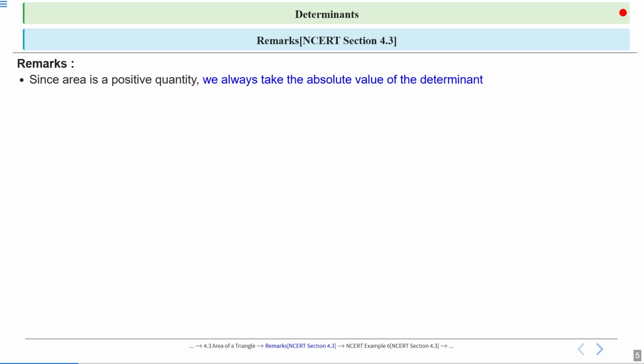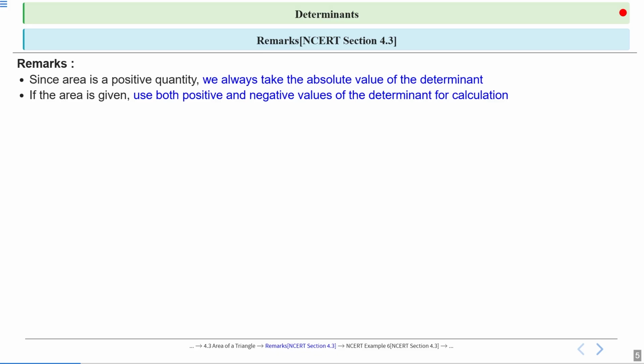Since area is a positive quantity, we always take the absolute value of the determinant. If the area is given, we use both positive and negative values of the determinant for calculation. But always remember, area is always a positive quantity.